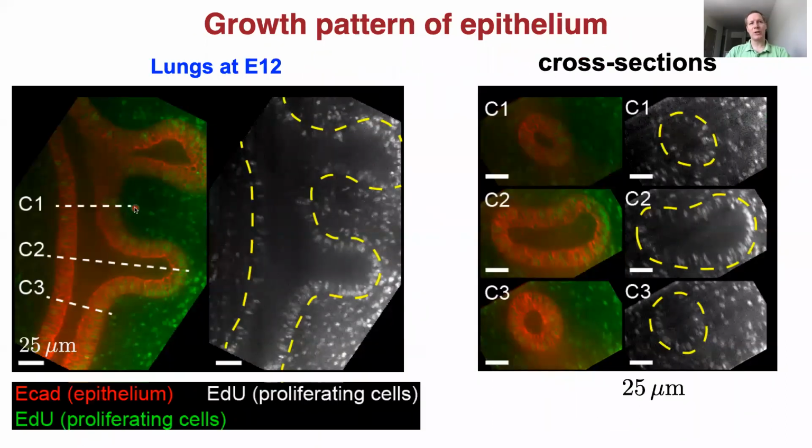We can also look at where the cells are dividing. Both the black and white and the colored images are the same, and they're just trying to highlight in red where the epithelium is, and where the mesenchyme is inside. Everywhere you see a white spot, this white spot indicates a cell that was dividing at a particular instant of time.